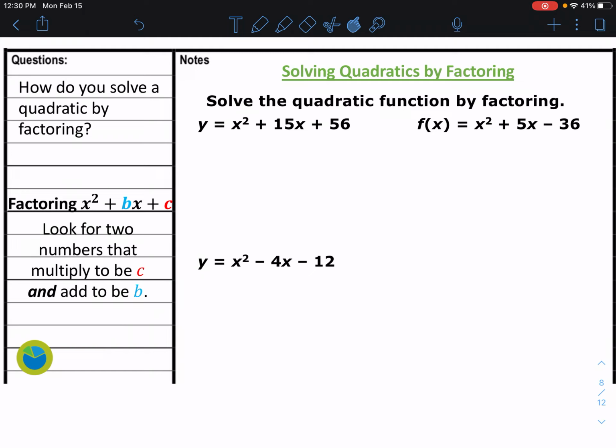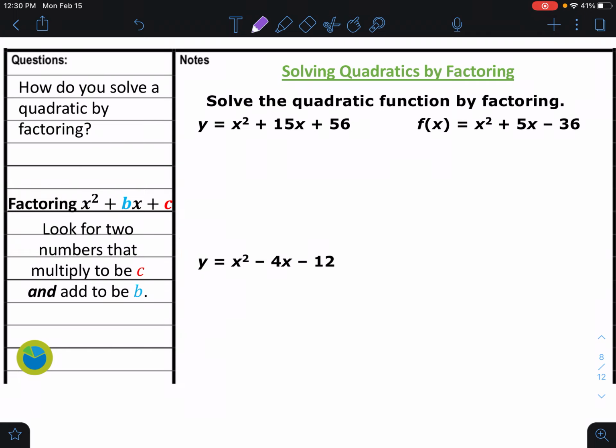Okay, so these are factoring when x squared plus bx plus c, where the leading coefficient is 1. Okay, so this is how you do that. If you remember from your algebra days, what you do is you look for two numbers that multiply to be c, this thing, but add up to be b. Okay, so hopefully this makes some sense.